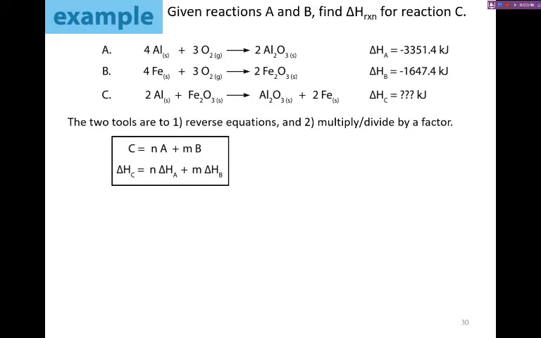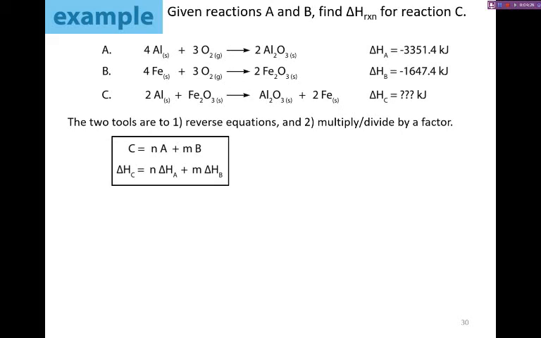And we have two tools to manipulate the equations to make this happen. One is to reverse the equation, and we know that when we reverse these thermochemical equations, that is going to reverse the sign. And then the second tool in our toolbox is to multiply or divide by a factor. And since we've talked about in lesson number 1 of this chapter that enthalpy is an extensive property and depends on the amount of substance you use, if we multiply by a factor for the reaction, the enthalpy is going to get multiplied by that same factor.